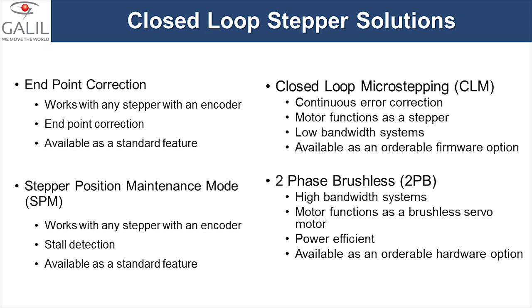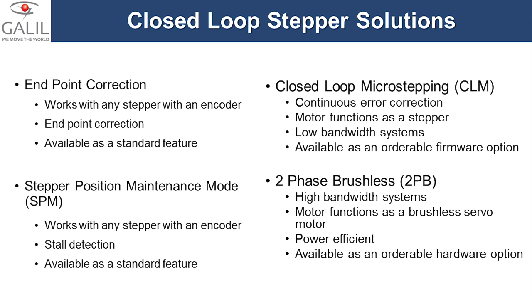In summary, there are 4 methods of closed-loop control for stepper motors. Each method is applicable in different situations. Endpoint correction works with any stepper motor with an encoder, it's easy to use, and provides endpoint accuracy. This is available as a standard feature on the Galil controllers. Stepper position maintenance mode detects stalls and reports the position error. This mode can be used in conjunction with the endpoint correction and is also available as a standard feature at no cost.